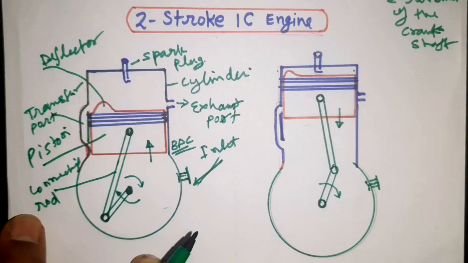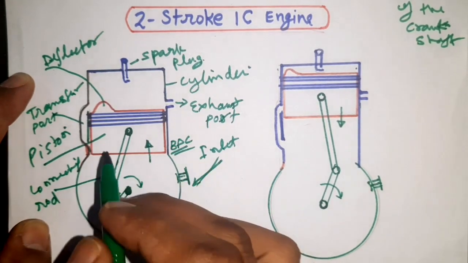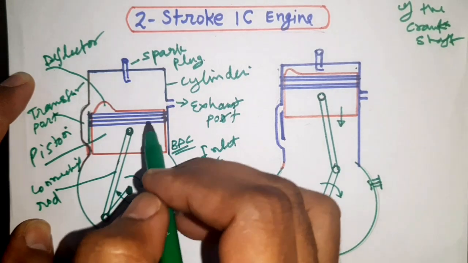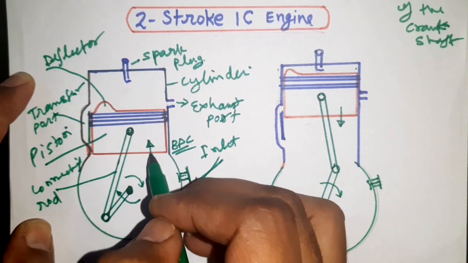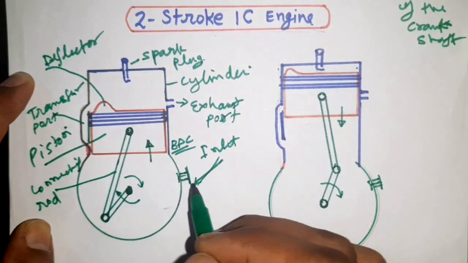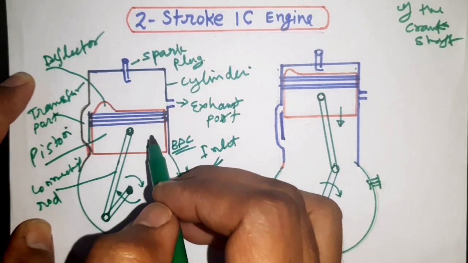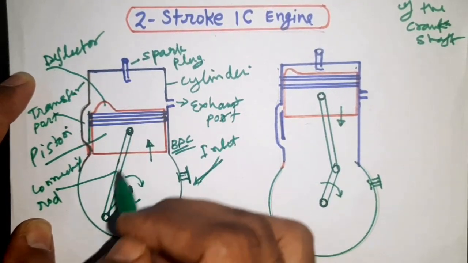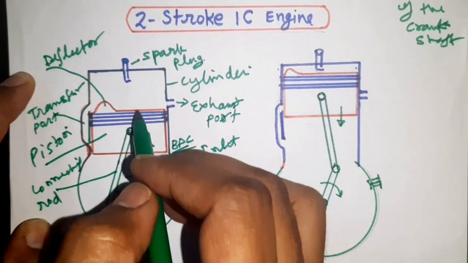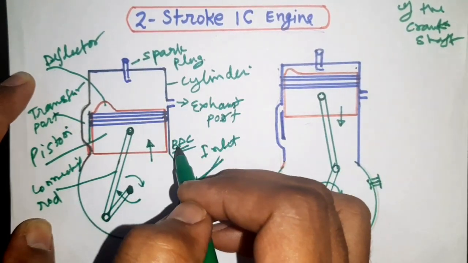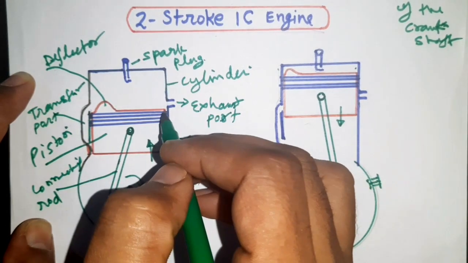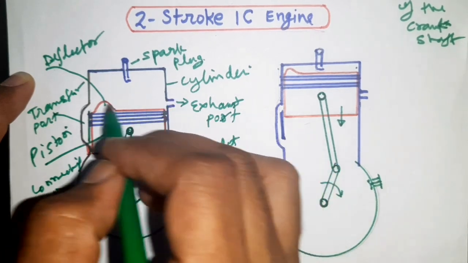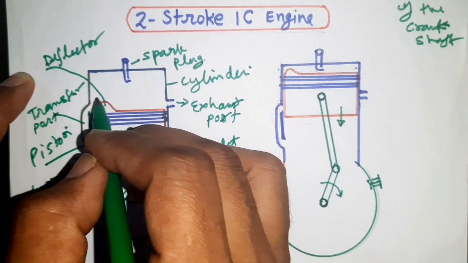Initially the piston is at BDC, and you can see it moving vertically upward. When the piston moves upward, at the back side of the piston there will be suction. When it goes from BDC towards TDC, the piston first closes the transfer port and the exhaust port.